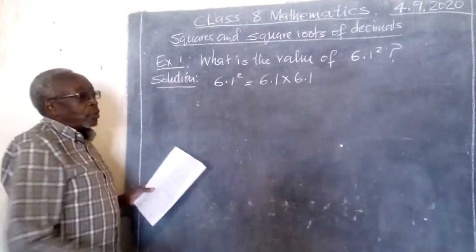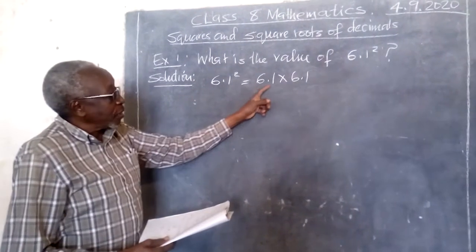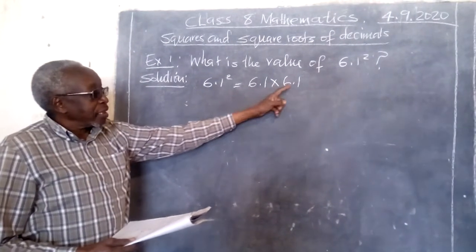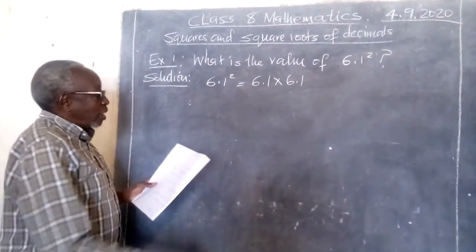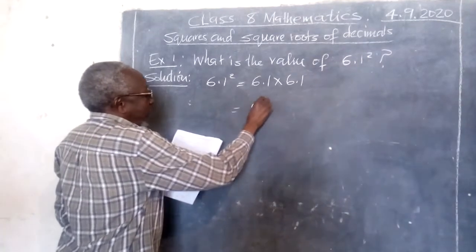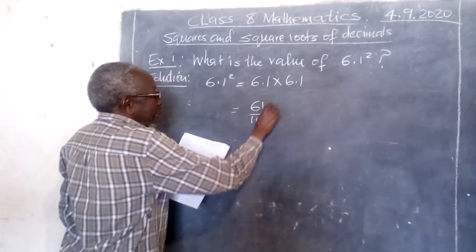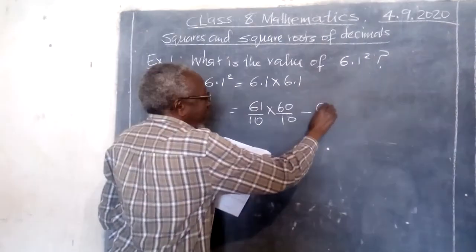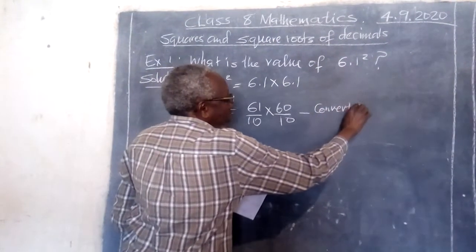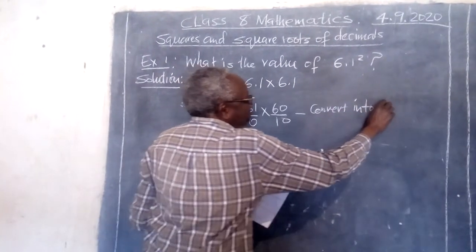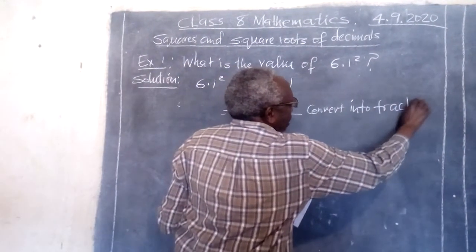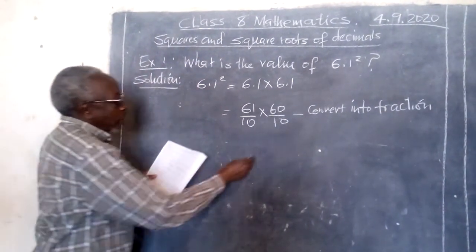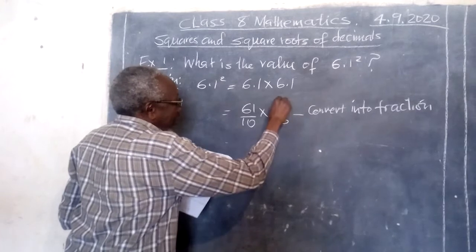Now, when we come to this type of question, the first thing we do is convert 6.1 into a fraction, like this. We have 61 over 10 times 61 over 10. Convert into fraction. That's our first step. And then the next step, this is 61, not 60.